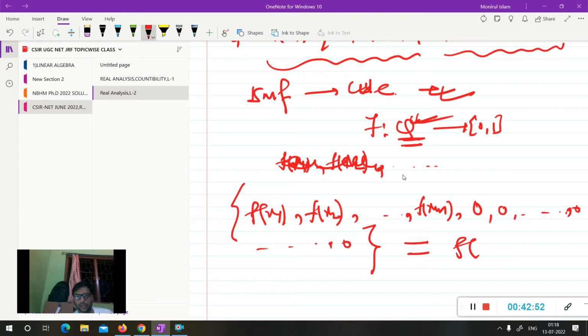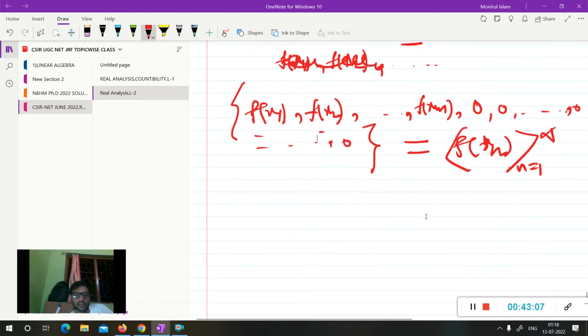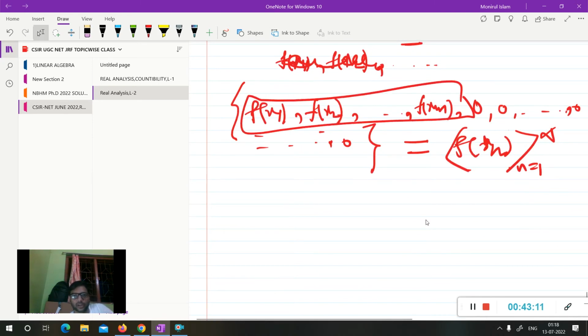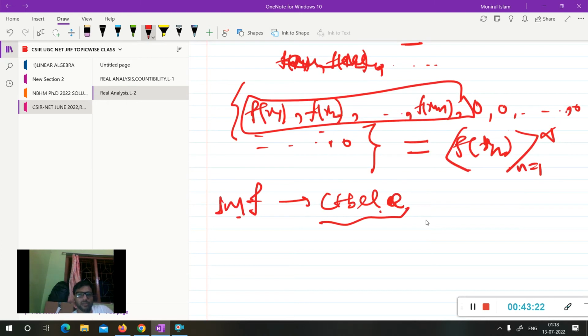This is f of xn, a sequence. These elements are non-zero, and all others are 0. If you write it this way, you clearly understand that these elements make the image of f countable.